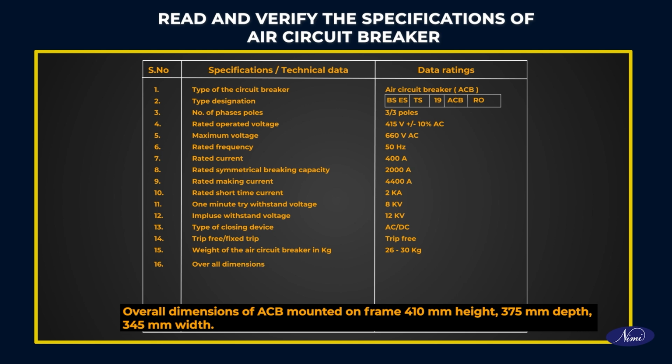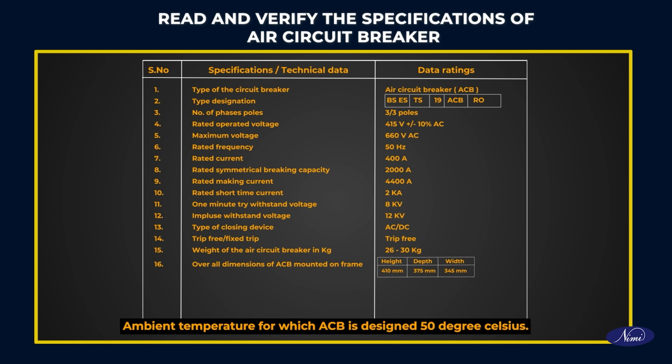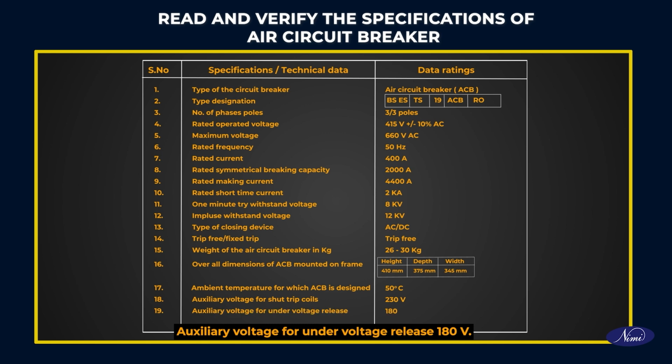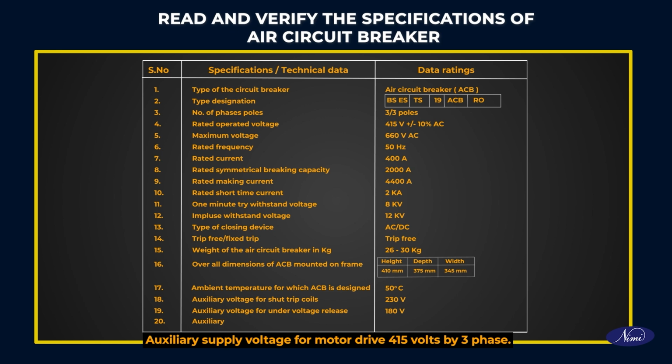Overall dimensions of ACB mounted on frame: 410 mm height, 375 mm depth, 345 mm width. Ambient temperature for which ACB is designed: 50 degrees Celsius. Auxiliary voltage for shunt trip coils: 230 volts. Auxiliary voltage for under voltage release: 180 volts. Auxiliary supply voltage for motor drive: 415 volts, 3-phase.